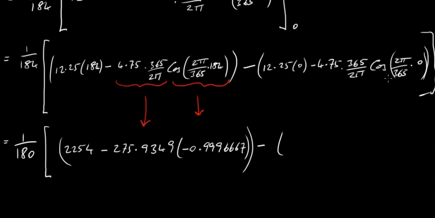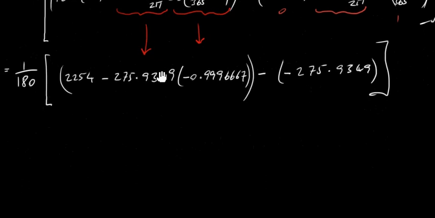when you do all of this again, this is going to be 0 anyway, so this is going to disappear. So do the cos, and this is going to be the cos of 0. Cos of 0 is just 1. So really you'll just end up doing this bit here. This is going to be the cos of 0, which is 1. This is going to be 0. So this part here just simplifies down to minus 275.9349.